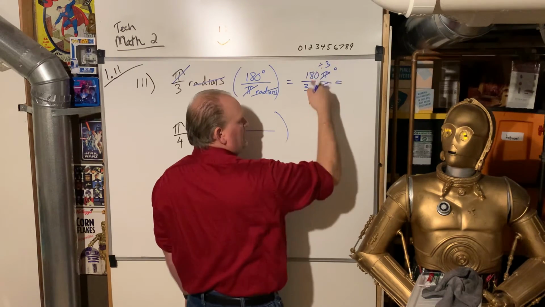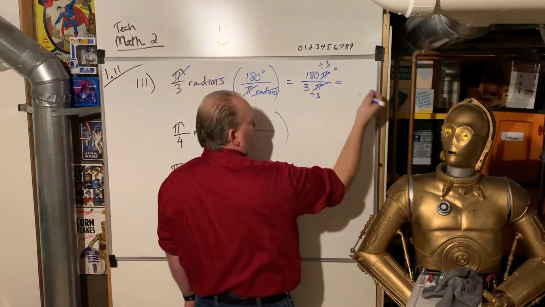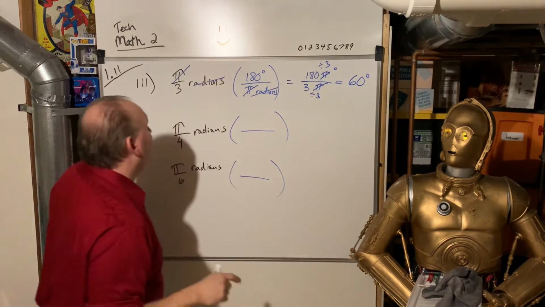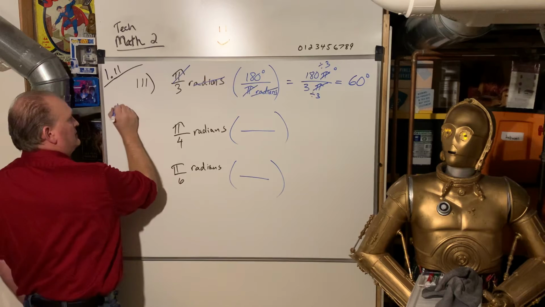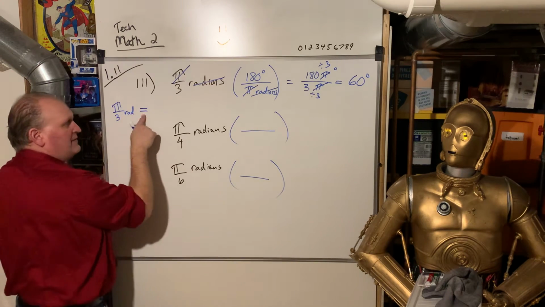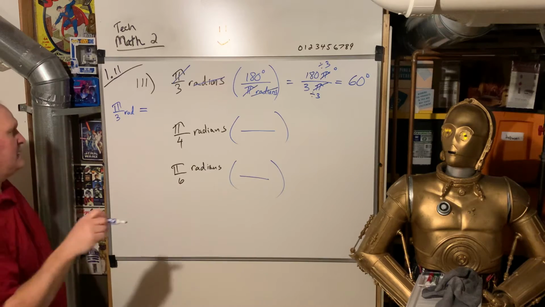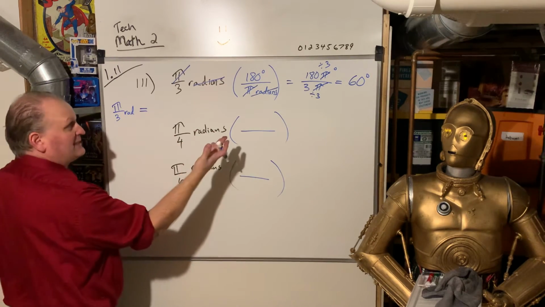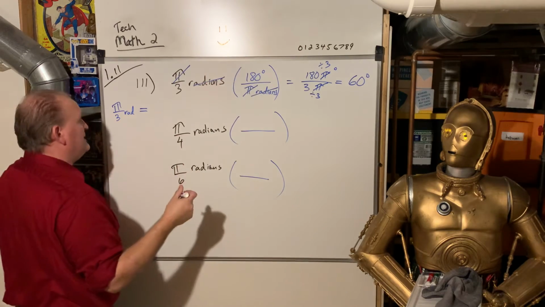I could also reduce this by 3, top and bottom. Or I could say 180 divides evenly by 3. That's another way to look at it. That is 60 degrees. So pi over 3 radians is exactly the same. It's not approximate. This is exact because 3 went into 180 exactly.